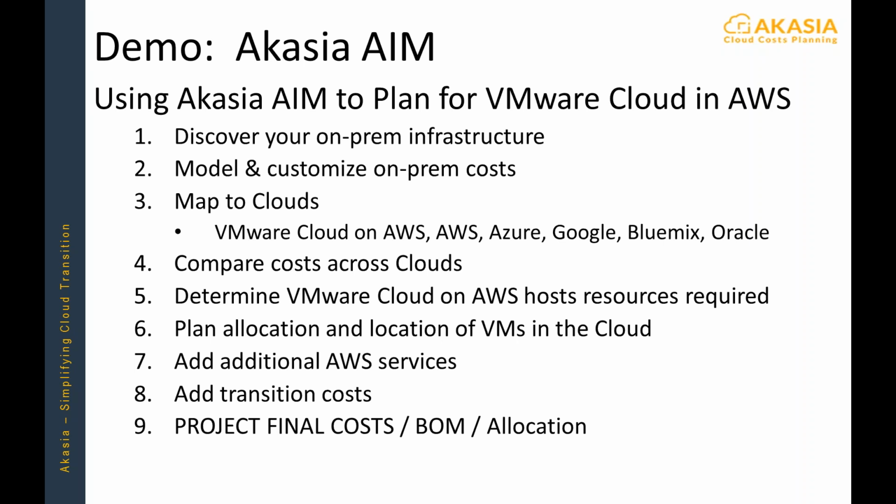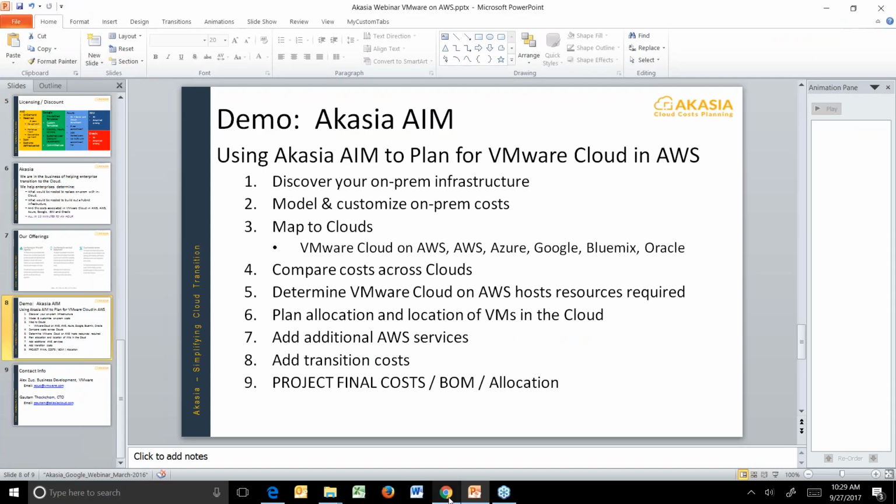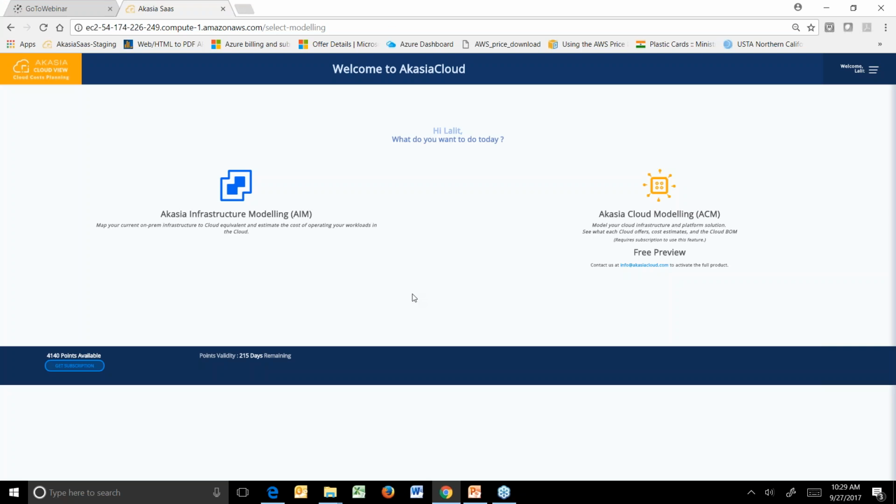So with that in mind, I'm going to close off my presentation and move to my browser. Can you see my browser? Yes. Okay. So this is our application. It's available as a SaaS platform online. And as you log in, as I mentioned, there are 2 products. One is Akasia Infrastructure Modeling, which is used for modeling what you have on-prem to what would be on the cloud. The second product is our cloud modeling, which is for brand new projects. So today we're going to talk about Akasia Infrastructure Modeling.